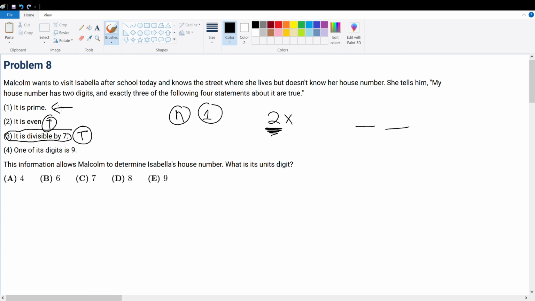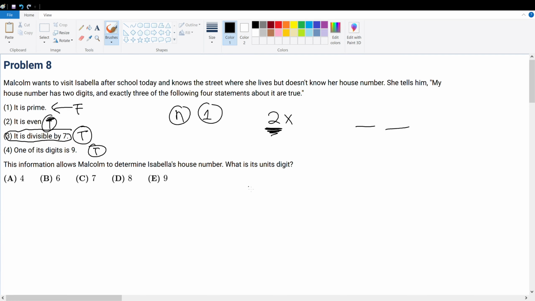So it's either the first statement or the fourth statement that is incorrect. Let's assume that the first statement is false. If the first statement is false, that means this has to be true: one of its digits is 9. If one of its digits is 9, and it's divisible by 7 and it's even, can that work? Well, let's think about it.